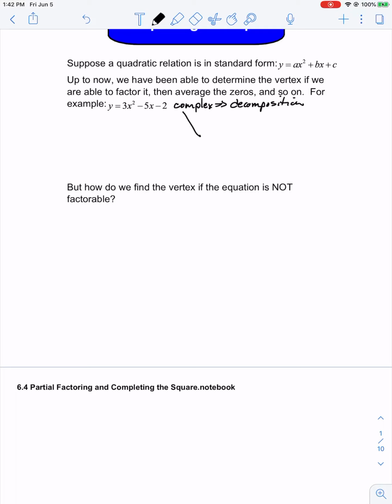So we are looking to find 2 numbers that multiply to give you -6, because 3 times -2 is -6, and they add to give you -5. And those 2 numbers are going to be -6 and +1. So with decomposition, we have to break that middle term up into those 2 values. And then we factor by grouping. So you common factor the first two, common factor the second two.